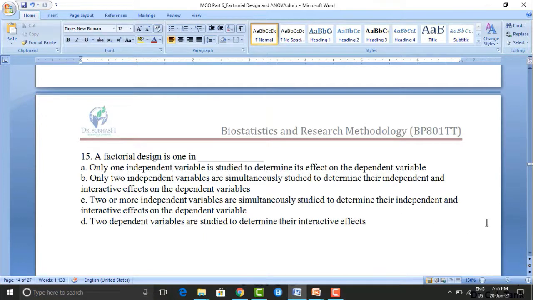Next question. A factorial design is one in which option A, only one independent variable is studied to determine its effect on the dependent variable. Option B, only two independent variables are simultaneously studied to determine their independent and interactive effect on the dependent variable. Option C, two or more independent variables are simultaneously studied to determine their independent and interactive effect on the dependent variable. And option D, two dependent variables are studied to determine their interactive effect.